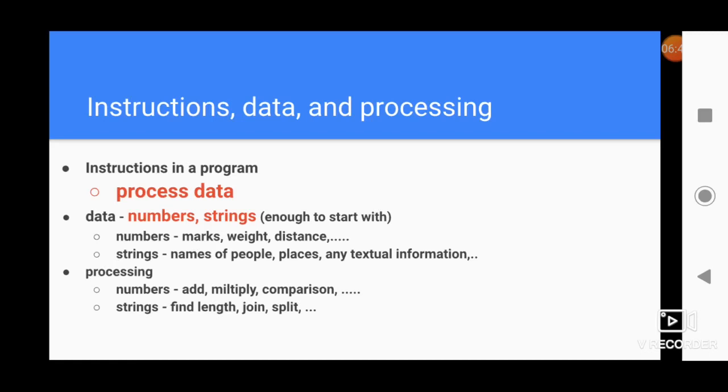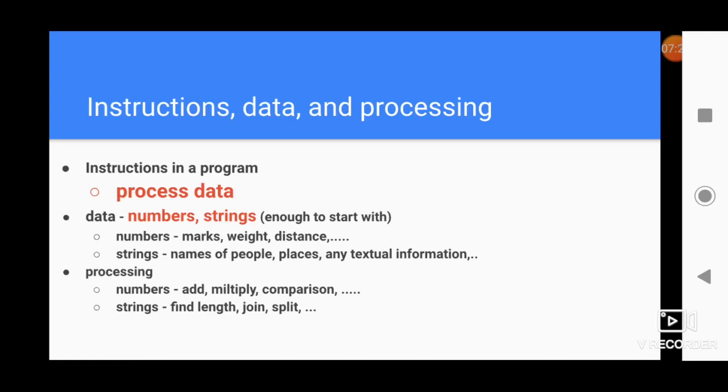Similarly, strings type data or say textual data is used to represent names of people or places or addresses, or it may be a comment like we saw in social media applications, the comments. Actually any textual information comes under the category of strings. Now that having said about data, the next thing we ask is what do we mean by processing.